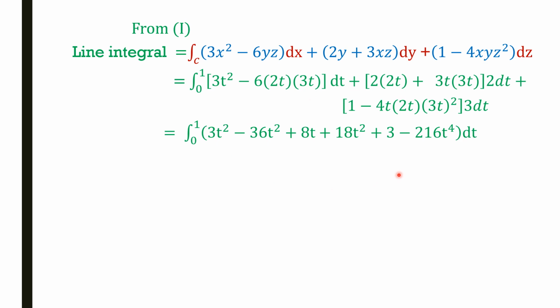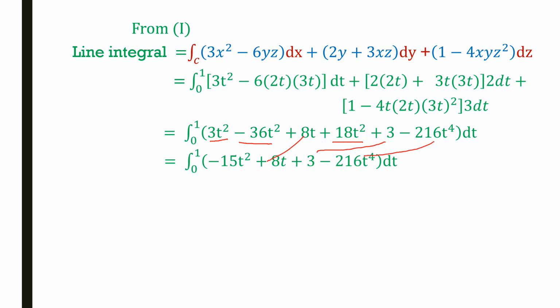Okay, just evaluate this now. 3t squared plus 18t squared minus 30t squared, that is minus 15t squared. So I just merge these three terms, all the terms of t squared. So this one and this one, I get minus 15t squared plus 8t as it is, plus 3 also as it is, minus this term as it is.